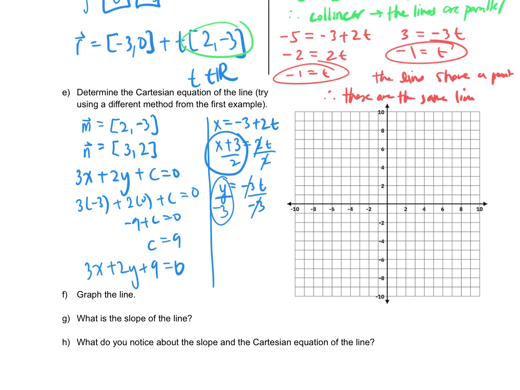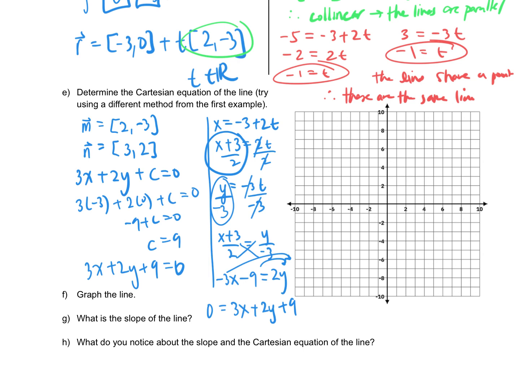T has to be the same value for any given point. So I can set those t's equal to each other. And now I can just cross multiply. So I have negative 3 times x and negative 3 times 3 equals 2 times y. And now I'm just going to rearrange this. I'm going to bring these terms over to the right because I like to have the x term with a positive coefficient. So 3x plus 2y plus 9. And we get the exact same thing.